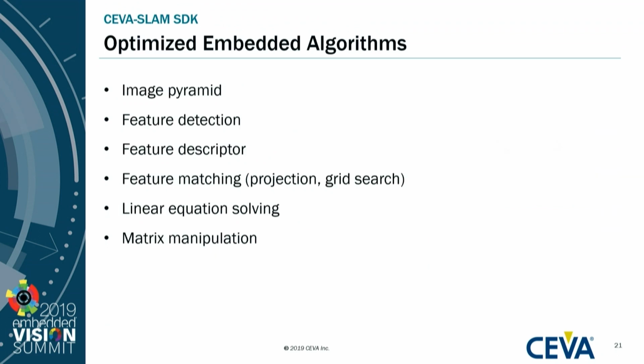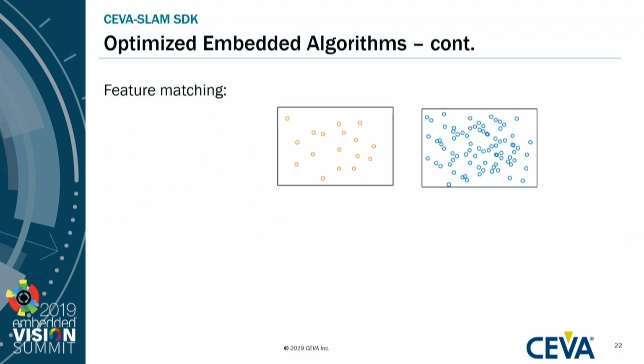So the CEVA SLAM SDK includes many highly optimized SLAM processing functions, or building blocks, all designed and tuned to work well for an embedded vector DSP like CEVA XM. Some examples of functions are image pyramid, key point and feature processing, and of course, linear algebra calculation for the bundle adjustment part. Let's take a look at those functions and see how we can make them better and faster.